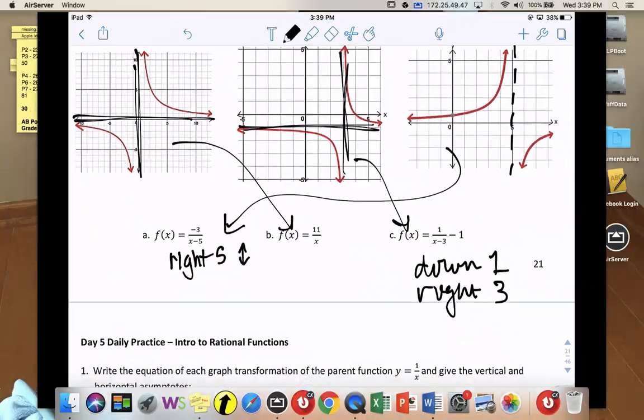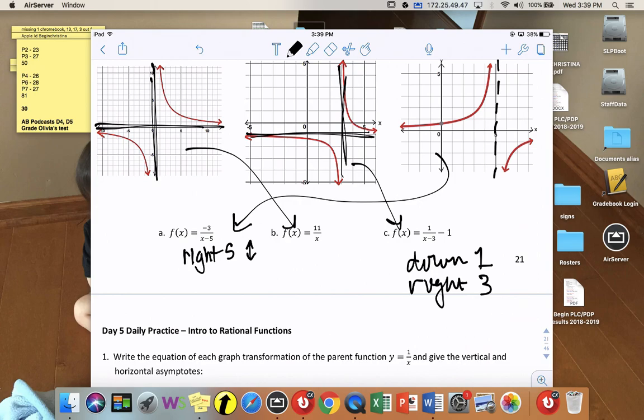All right, so on your assignment, you're going to see if you can use what you know about past behaviors and apply them to rational functions.